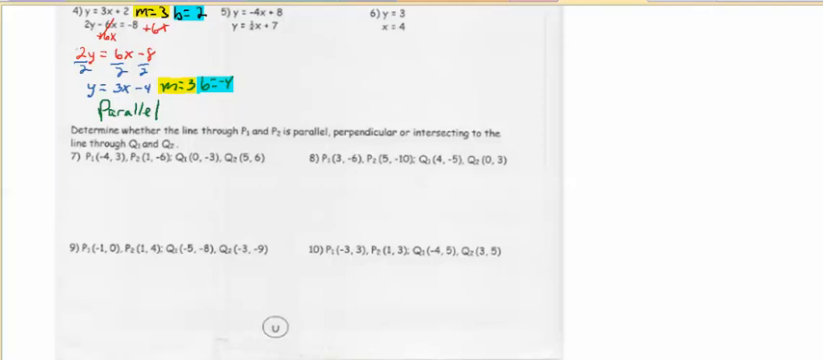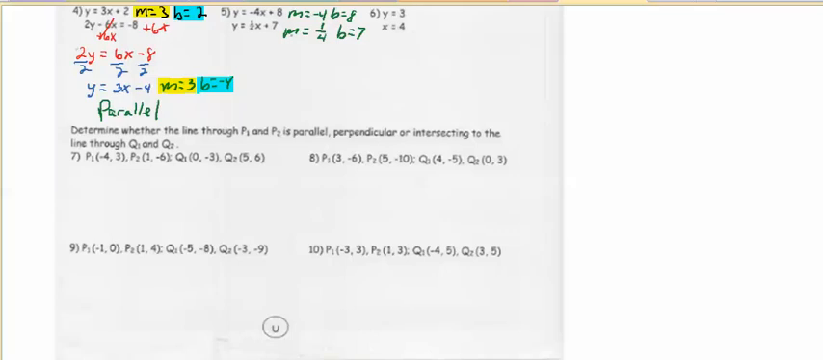Number 5. Again, the first one's easy. My slope is negative 4. My b is 8. Oh, the next one's also in slope-intercept. My m is, is it 4th or 1/2? Anyways, oh, it's 1/4, and my b is 7.